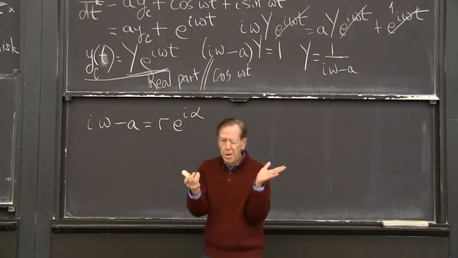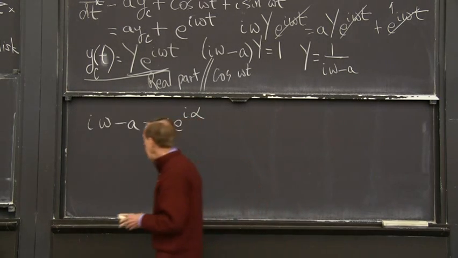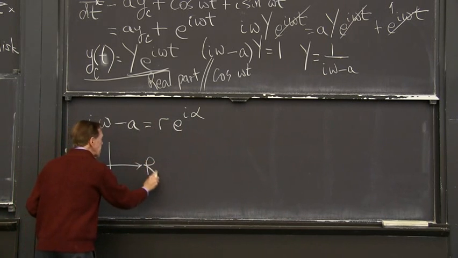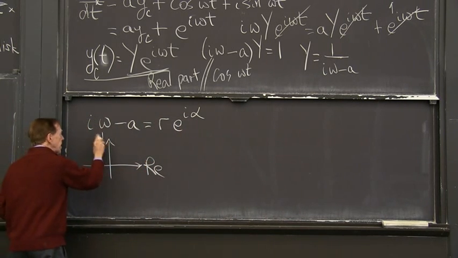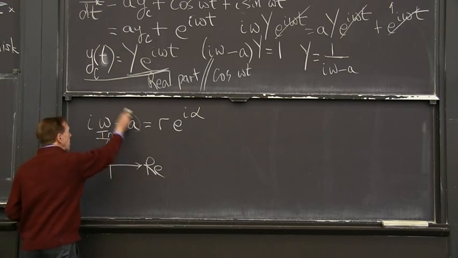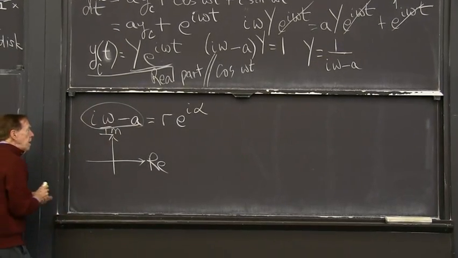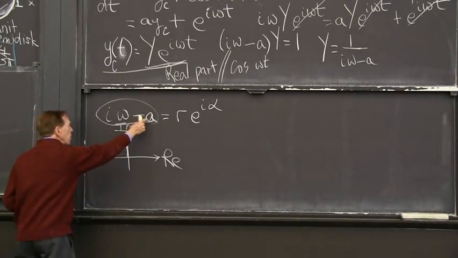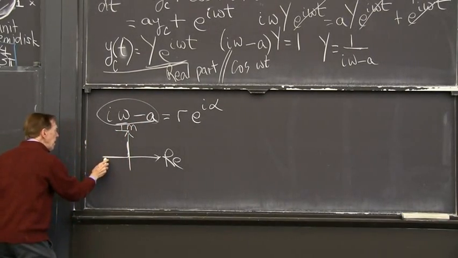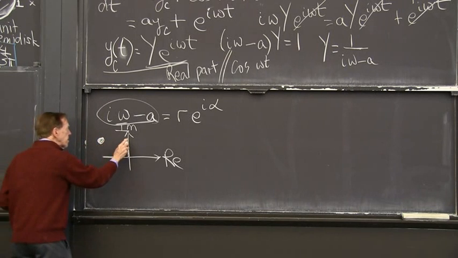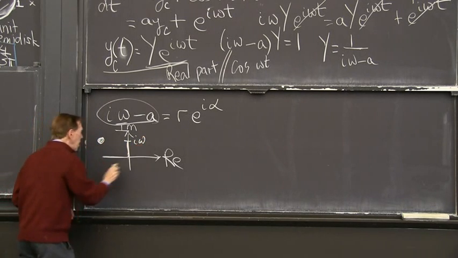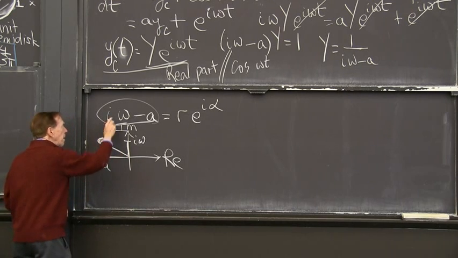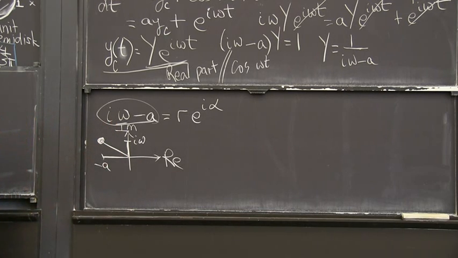So I have to draw the complex plane. I guess this is the first time in these lectures. So there's the real axis, here's the imaginary axis, and here's a complex number, i omega minus a. So in the imaginary direction I go up omega, and in the real direction I go minus a. So here's my number. This is up to i omega, and back to minus a, and there is the number i omega minus a.